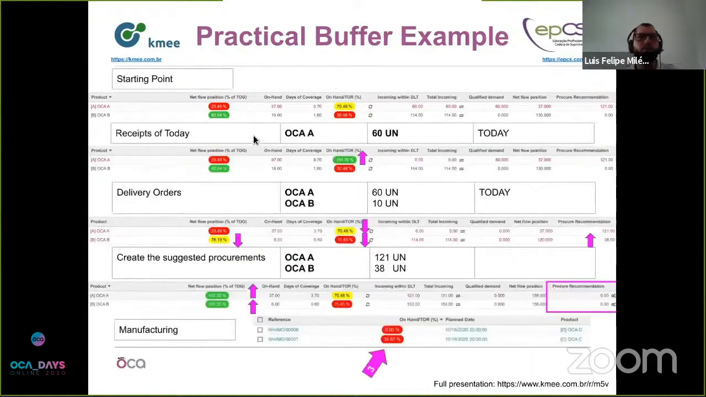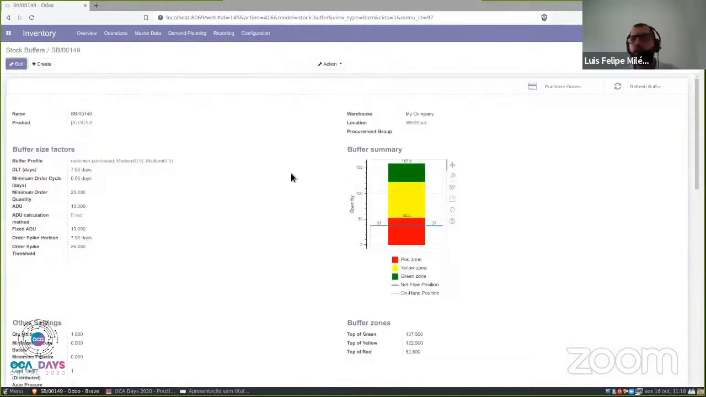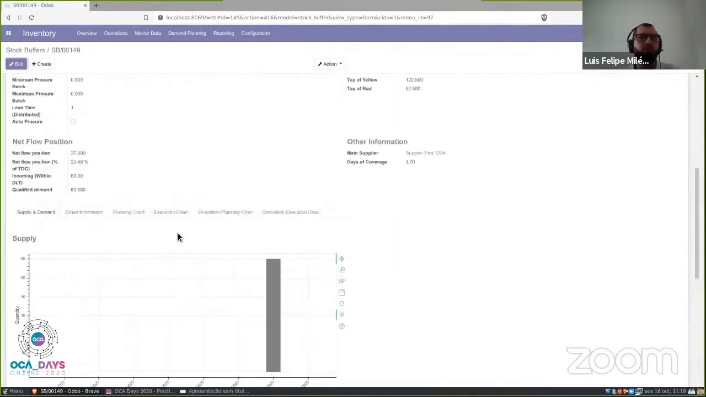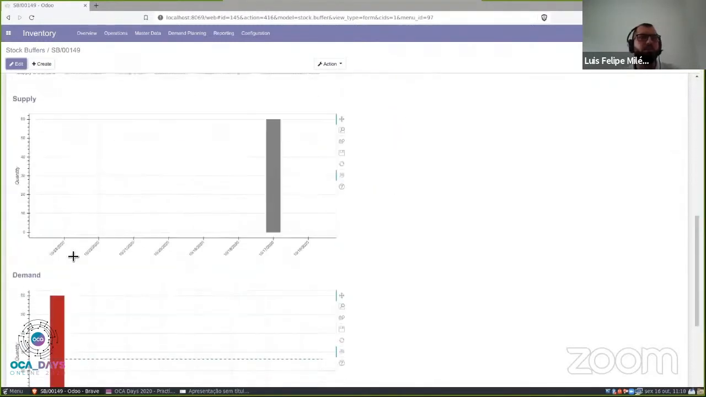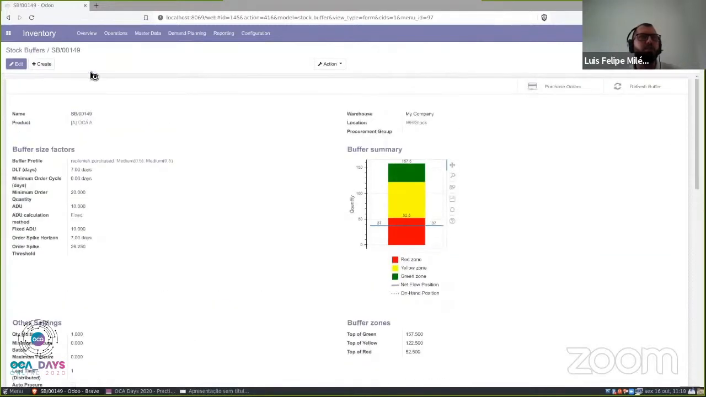Here we're going to go to Odoo to see how things go, and follow this example. Okay. I'm here at Odoo. I have these buffers here. If I go to the buffer of the project OCA, we're going to have a lot more information. We have the supply and the demand, the open supplies. We have some charts here, and some more information that you must know in the future.